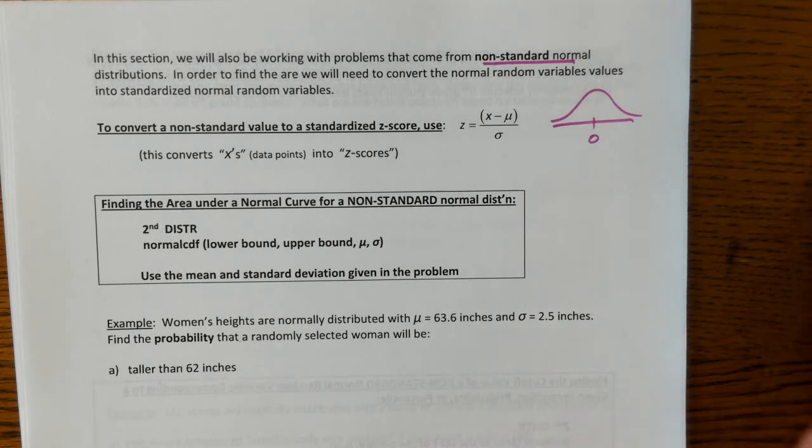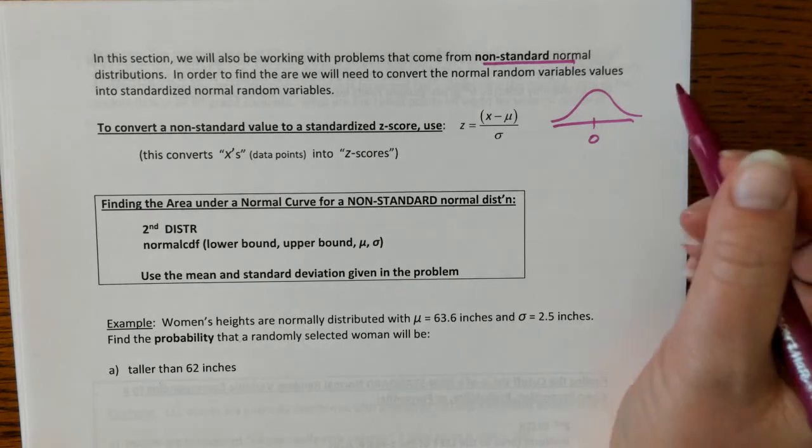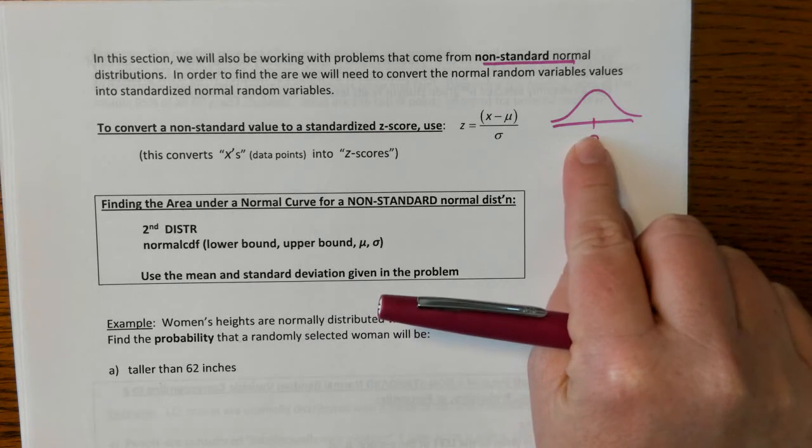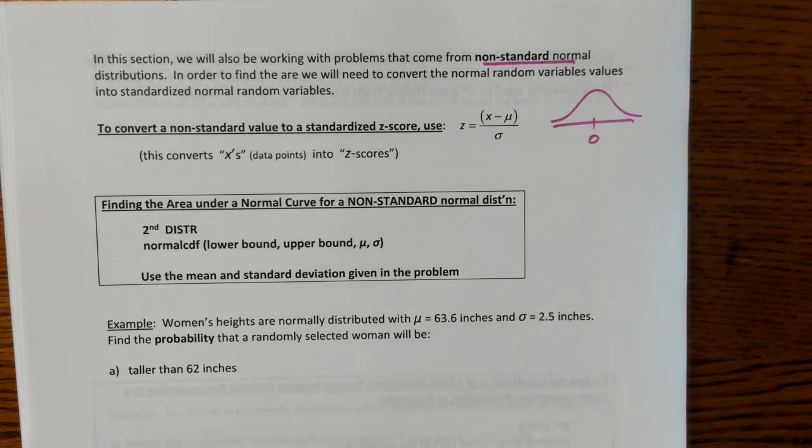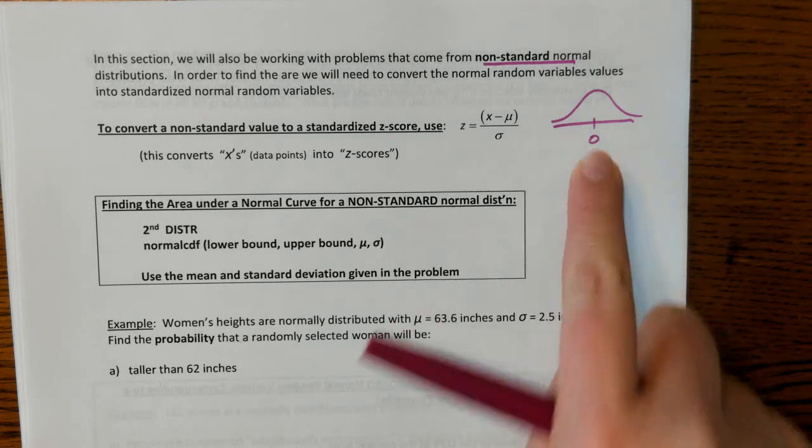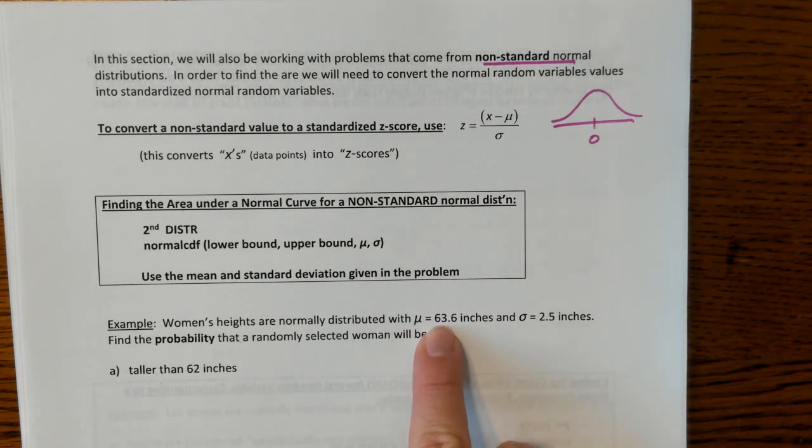Now, remember, the process will be exactly the same. It's just that we aren't dealing with z-scores. So it's actually better. It's probably going to make more sense to you than the previous examples did, because it won't be a 0 in the middle. It'll be whatever the mean is for that particular data set, okay?